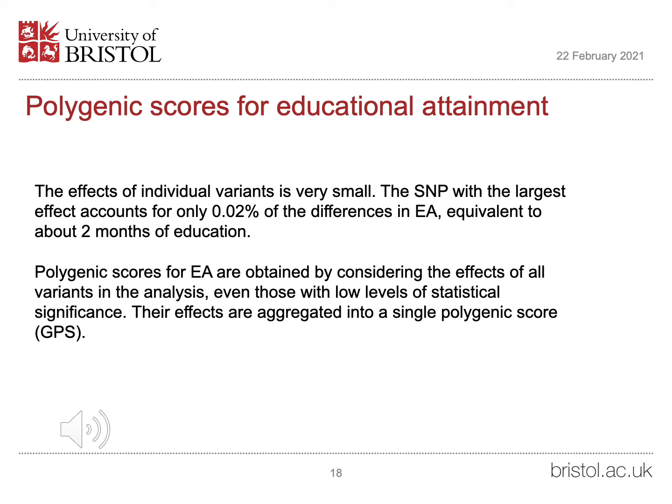It is clear from these analyses that the effect of any one individual variant is very small. The SNP with the largest effect accounts for only 0.02% of the differences in EA, which is equivalent to about 2 months of education. Polygenic scores for EA are obtained by considering the effects of all the variants in the analysis, even those with low levels of statistical significance. Their effects are aggregated into a single polygenic score, which is called a GPS.